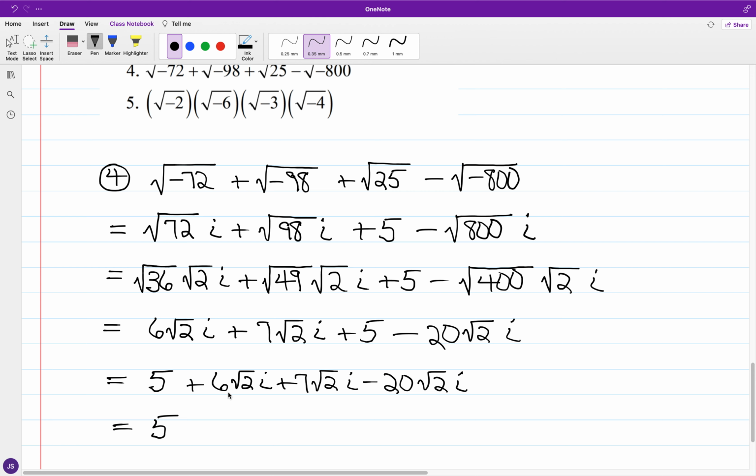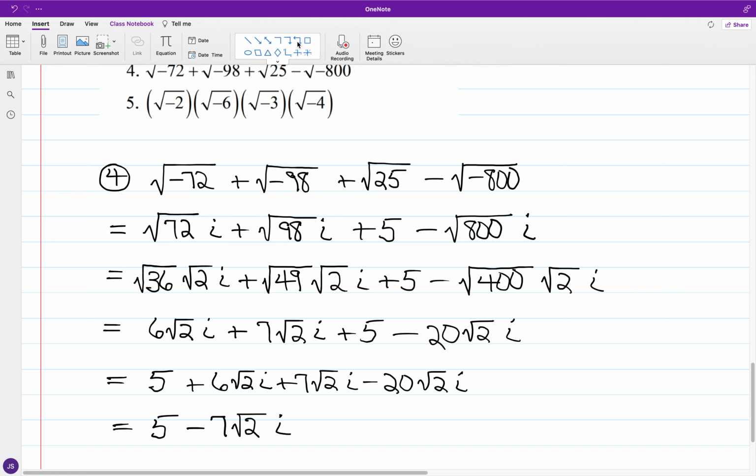And then for the complex terms, notice what makes them like terms is not just that we have i, but the square root of 2i. So if we combine the leading coefficients, 6 plus 7 is 13. In turn, 13 minus 20 becomes -7, and it's going to be -7 of what? It will be with the entities that make these last 3 terms like, the square root of 2i. So for your a and bi combination, we come out to 5 and -7 times the square root of 2i.